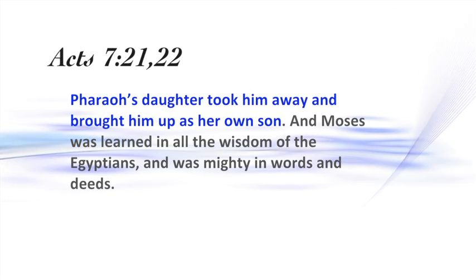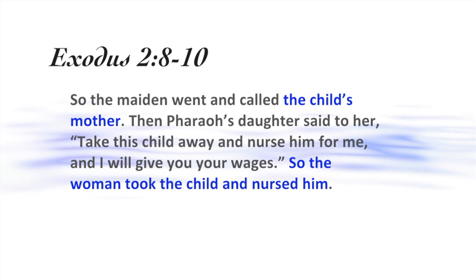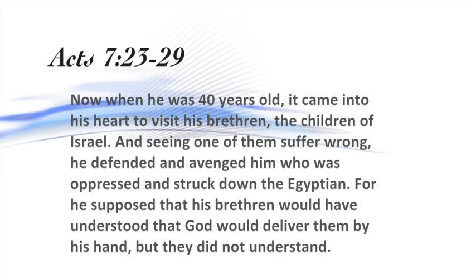But he also had a relationship with his natural family, Israel, as is recorded in Exodus 2:8-10. Now, at age 40, Moses was forced to escape to Midian after killing an Egyptian, in an act of defending and saving an Israelite from being beaten. That's in Exodus 2:11-15.